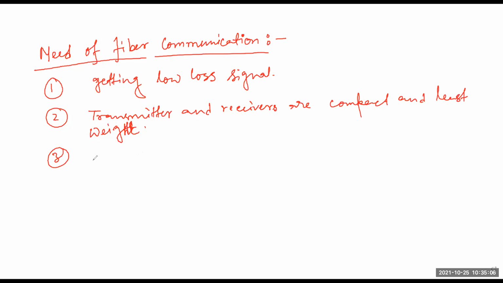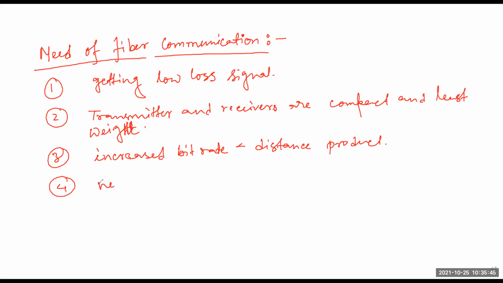Here we need an increased bit rate and distance product. And one more thing is needed for the optical fiber communication system, mainly an increased span of transmitter. So mainly these are the four needs of the fiber optical communication system.